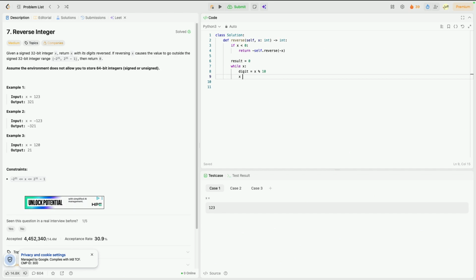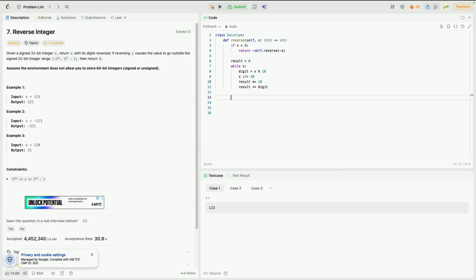So we just do as usual. We pull out the last digit, and then we shift the number by dividing it by 10. And our result, we're going to multiply it by 10 to increase it, and then we add the digit that we pulled out. So this effectively reverses the number. I guess I'm kind of cheating because this isn't really using bit manipulation or bit operations.